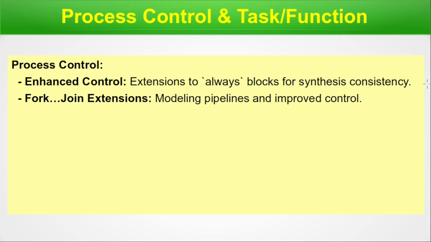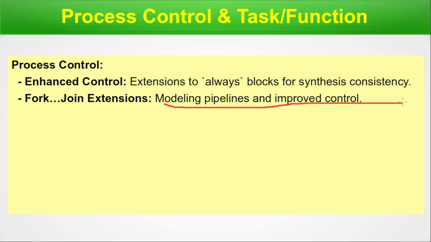Fork join extensions. These are for modeling pipelines and improving control. If we sum up, SV has new avatars of fork and join, completely different from what you already have. These may look similar, but they are very different at the application level. In SV, new avatars of fork and join make it easier to run multiple tasks at the same time, such as simulating data pipelines and managing processes more efficiently.